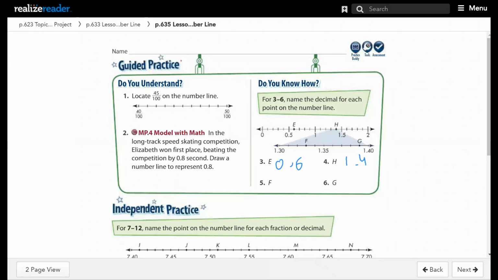F, it comes between 1.30 and 1.35. It comes after 1.31, 1.32, so it's 1.33. G, it comes before 1.40, so it's 1.39.